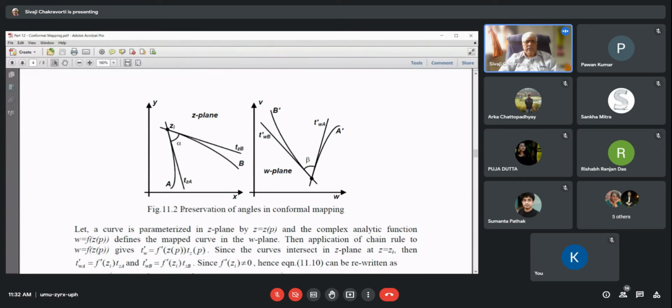So I can take two tangents on the curve, that is the tangent of curve A at the point z_i, and the tangent of curve B at the point z_i, and then the angle between the two tangents is the angle between the two curves at the intersecting point.